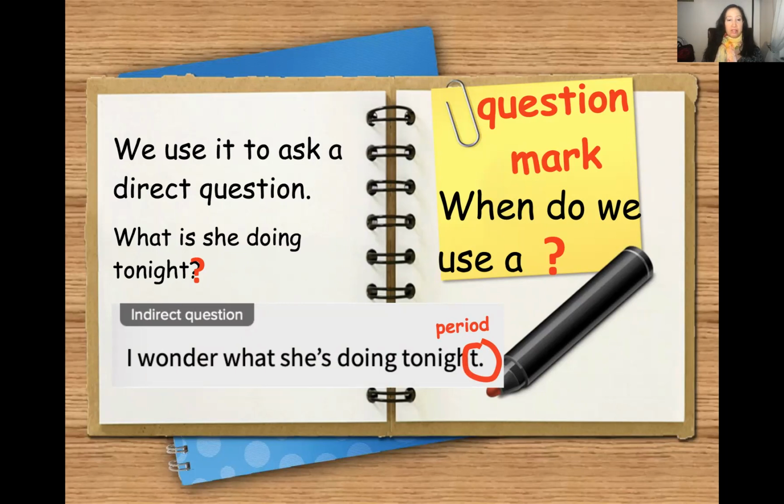Now the hint is, I wonder what she's doing tonight. That's an indirect question. Now people say indirect questions differently. So bonus question, put it in the comments. What is another way of asking an indirect question? Okay.